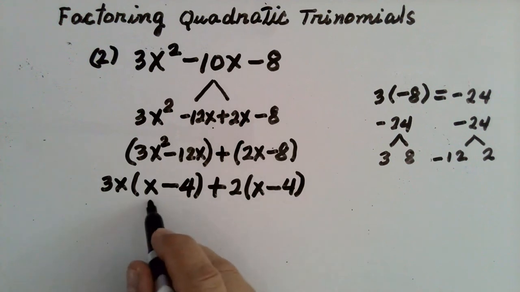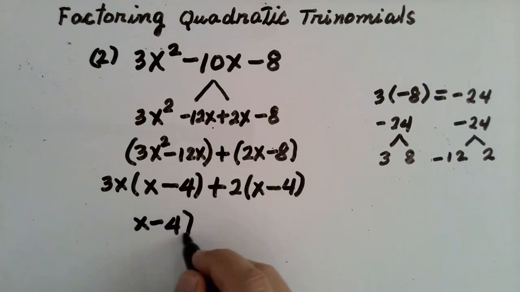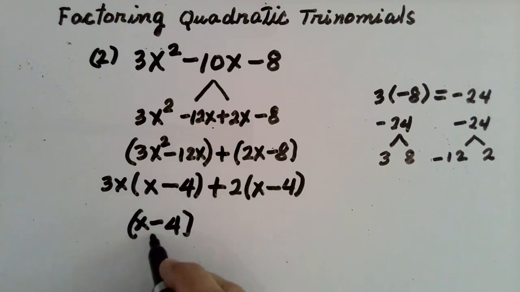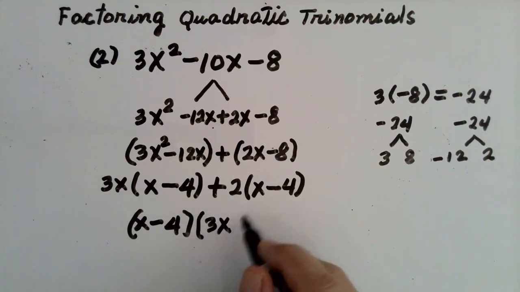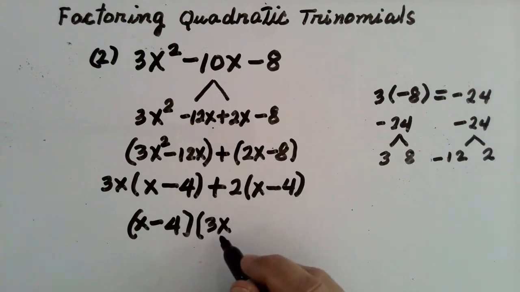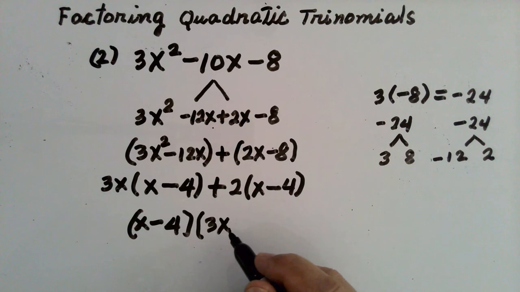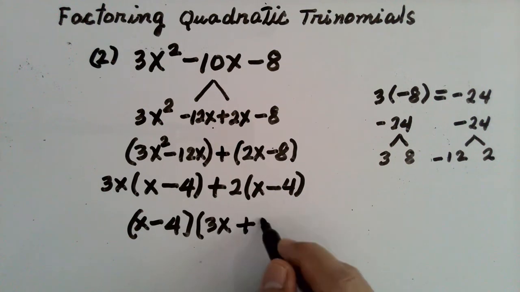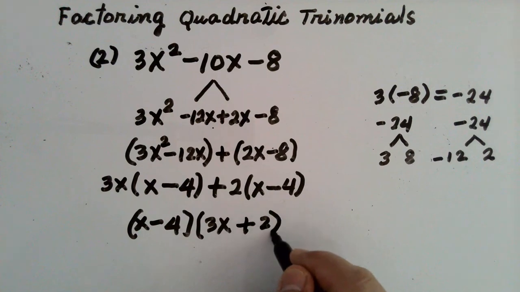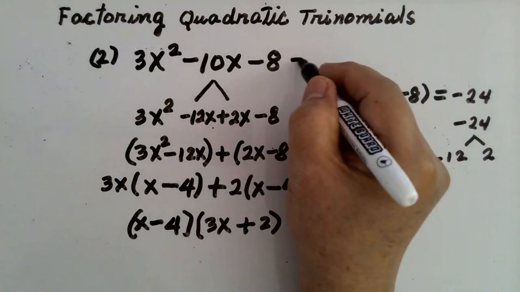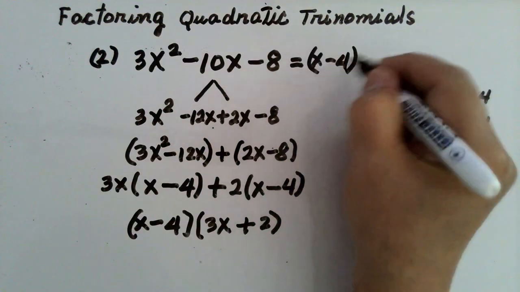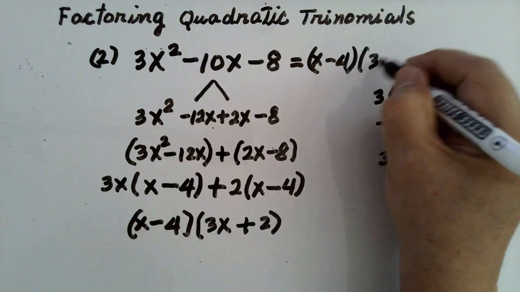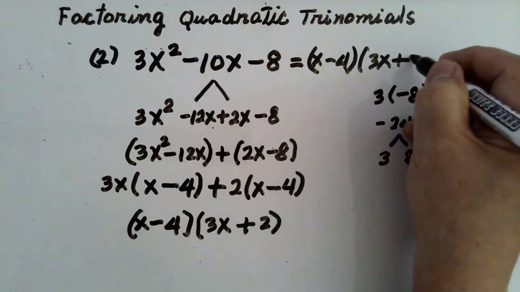You can see that there is a common binomial factor, x minus 4. This divided by x minus 4 is 3x. This divided by x minus 4 is plus 2. So the factors are x minus 4 times 3x plus 2.